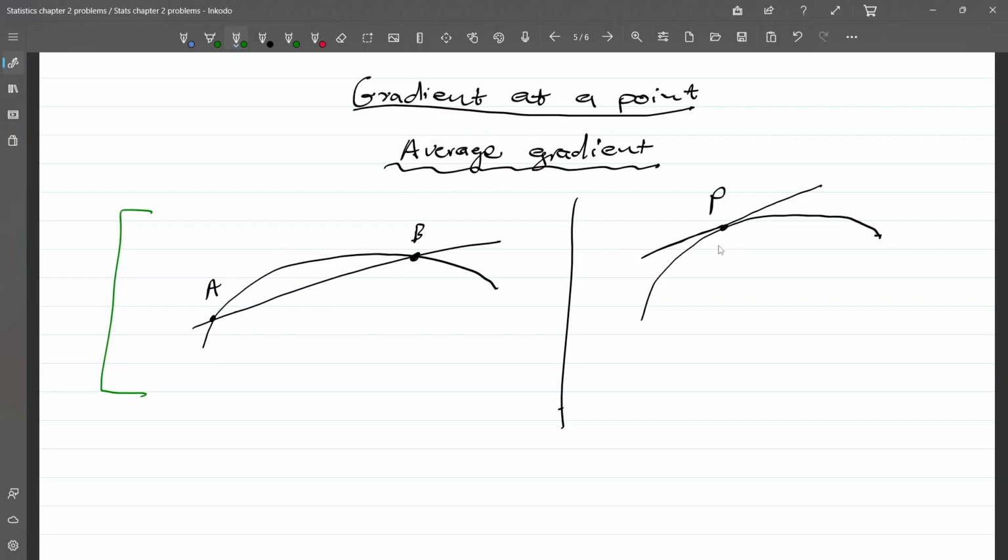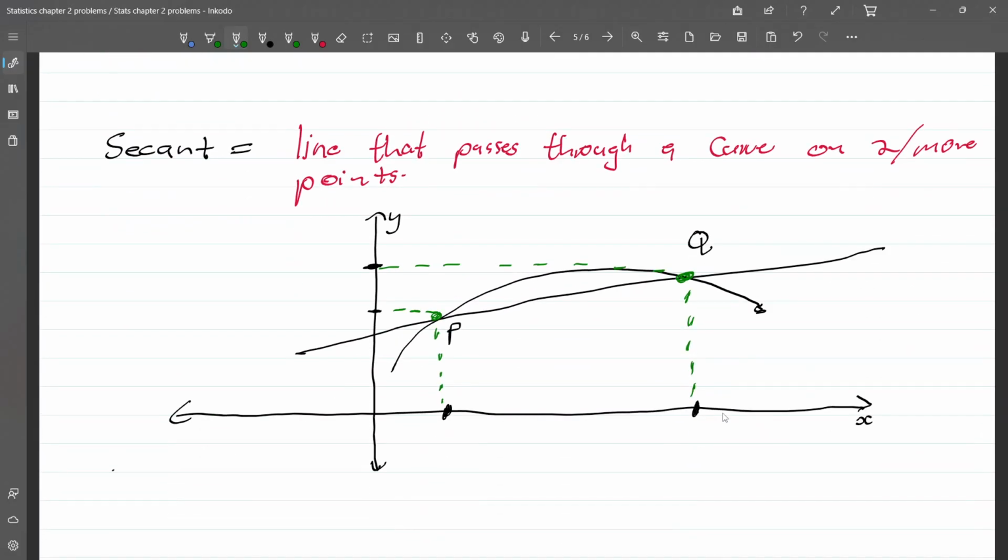So now we want the gradient of a tangent to a curve. Remember, a tangent is just a line that touches a curve once. So it touches the curve at point B. So now we don't have 2 points. We have 1 point, but we need to find the gradient of the curve at this point, which is the same as the gradient of this line that passes through this point. So in order to solve this problem, we need something called a secant. A secant is a line that passes through a curve at 2 or more points.